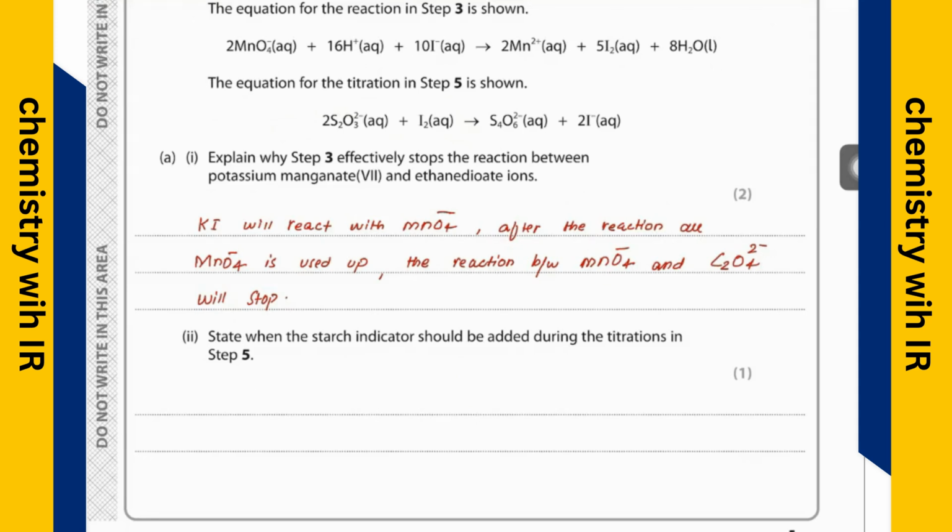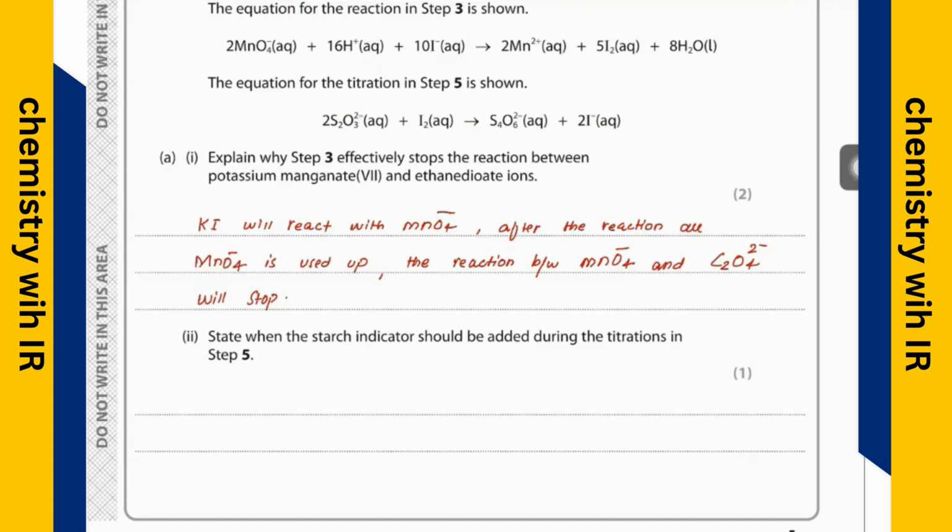When the quantity of iodine is decreased, what would be the color of the solution? I would say pale yellow. The solution will turn to pale yellow. So whenever the solution turns pale yellow, the starch indicator should be added during the titration in step 5. It's only 1 mark.